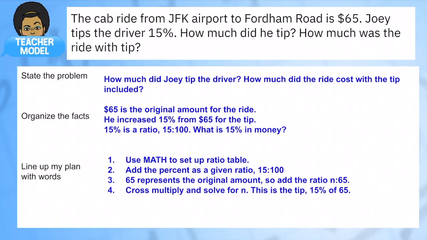Now, why can't I just add them together if the whole price is going up 15%? Why can't I find 115%? Because we want to know how much that 15% is. It's in the problem. We want to know how much the tip was, not just the tip plus the price. And that's why I'm finding out 15%. But then after we know that, for the second part of the problem, we're going to add the tip to the 65 to figure out the total cost. So that's our plan. You're going to see it in a second. Hit pause so you can jot it down and follow along.